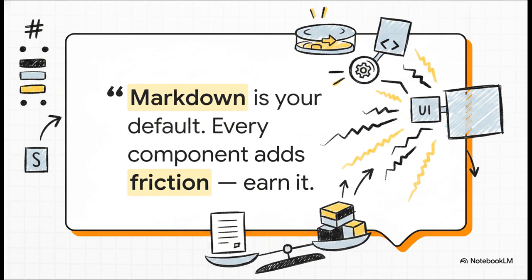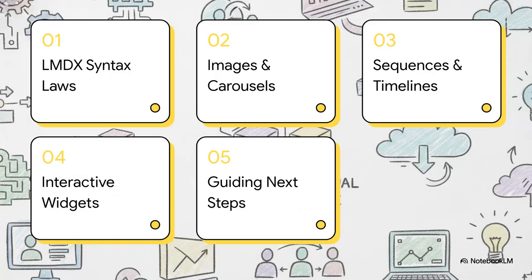We aren't just making things look pretty for the sake of it. Whenever you decide to inject a UI component instead of just relying on plain text, you're actually adding cognitive friction for the user and parsing friction for the system. Every single visual, every carousel, it must be earned through real, concrete, informational utility. To get us there, here is a quick look at our roadmap. We're going to cover the LMDX syntax laws, routing images and carousels, mapping sequences and timelines, generating interactive widgets, and finally, guiding the next step.